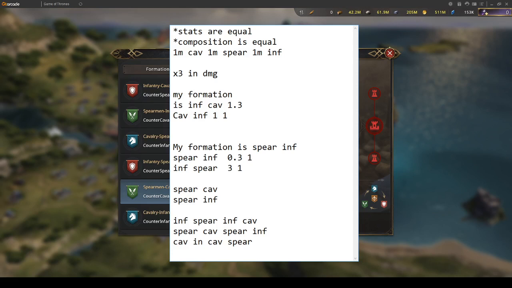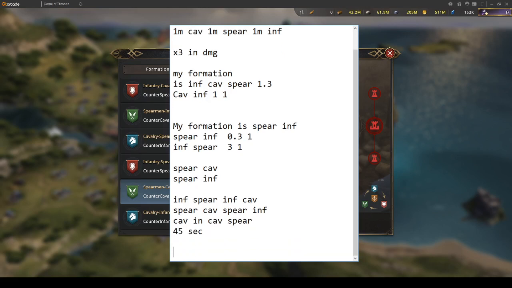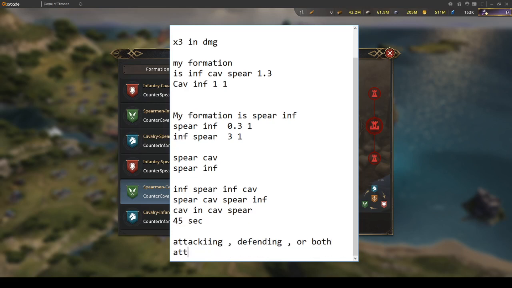Then it will not be 3:1 anymore. It'll be 1:1. If my cav infantry is fighting his cavalry spear, then his spear will be doing damage to my cav. So you must look at the composition and weigh out whether your front line will die or you will tank the whole front line for the whole 45 seconds. Remember, a fight only goes on for 45 seconds. And there are many variables that affect this, such as whether you're attacking, defending, or both attacking.